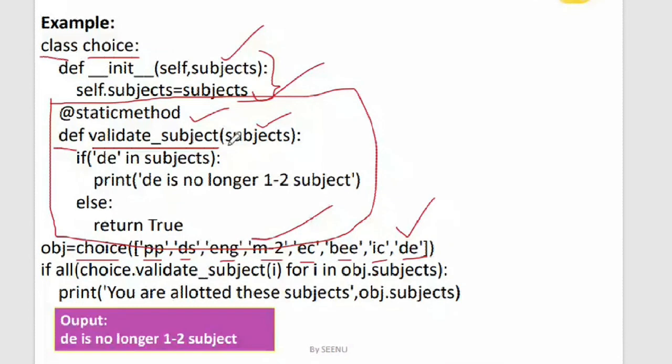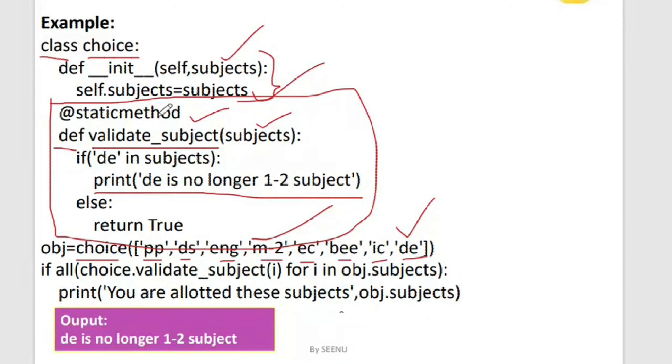So static methods are like your ordinary functions that you write outside your classes and the main program, right? So it will be similar to that. And inside this static method, we have written certain logic. What I have written is, I said if DE in subjects. You know this in operator, which will check whether it is there in the list or not. So if DE in subjects, then we are printing that DE is no longer in the 1-2 subject. Else we are returning True. So this is the logic I have written inside the static method.